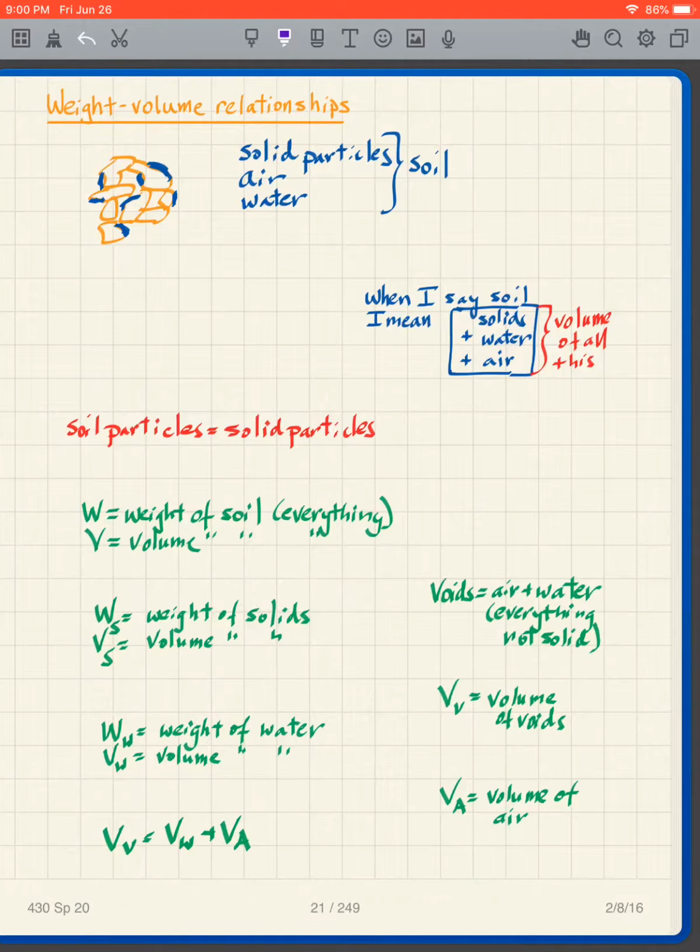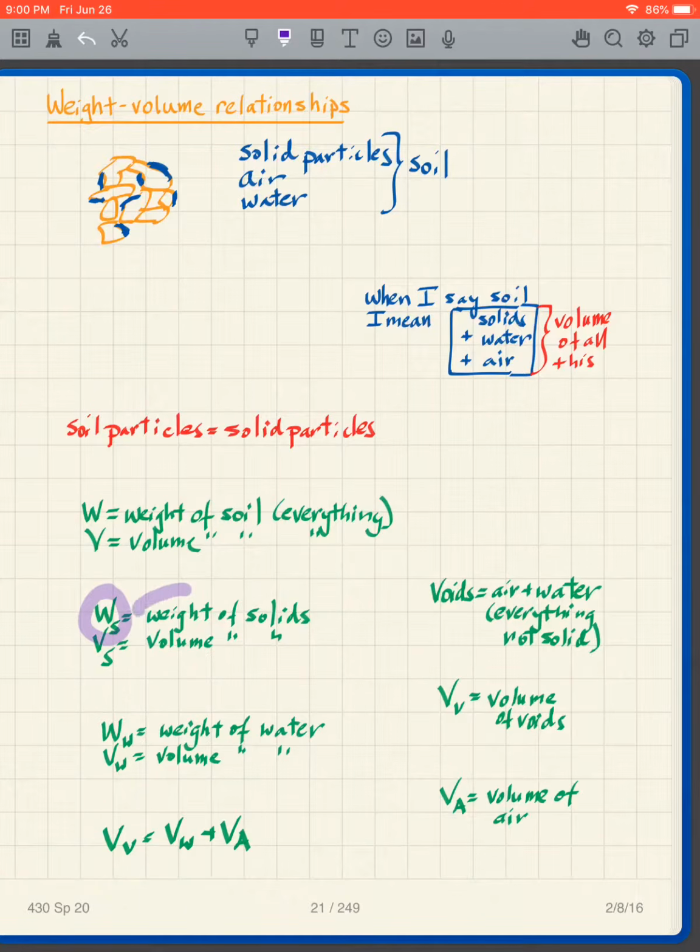So the notation we're going to use is the following. W is the weight of the soil. That is everything, in other words, solids, air, and water. V is the volume of the soil, which again is the volume of everything. So very simple. W is weight, V is volume, and that means of the entire soil.